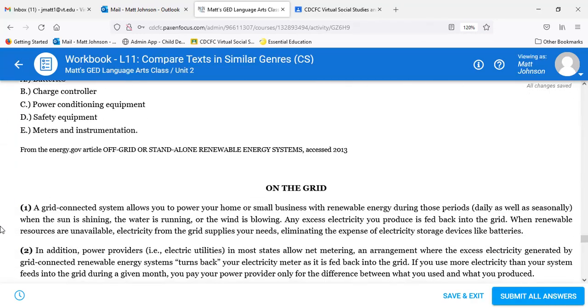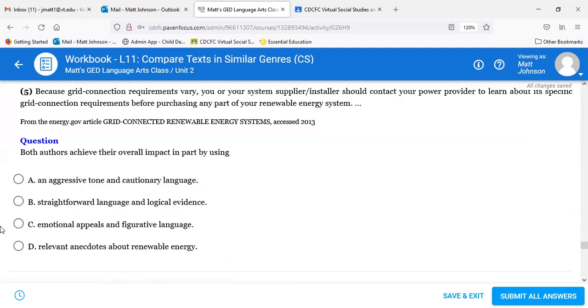13, same passage again. Nilda, would you like to read 13? Both authors achieve their overall impact in part by using A, an aggressive tone and cautionary language, B, straightforward language and logical evidence, C, emotional appeals and figurative language, D, relevant anecdotes about renewable energy.